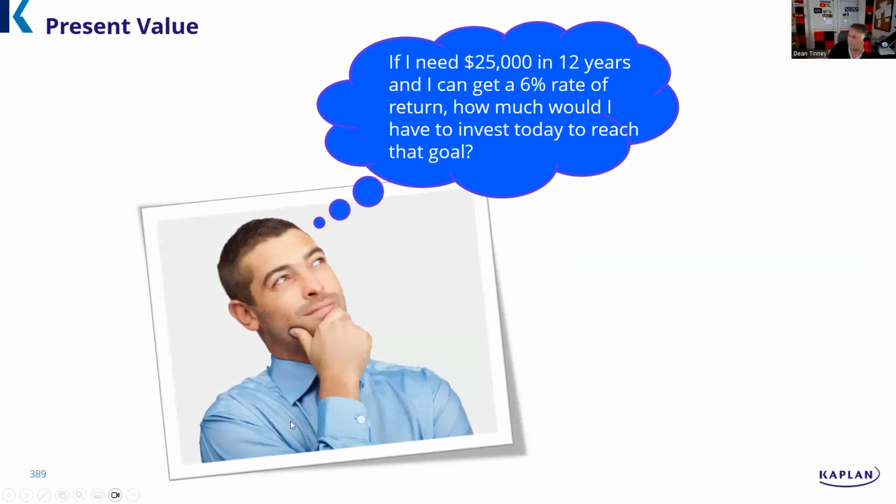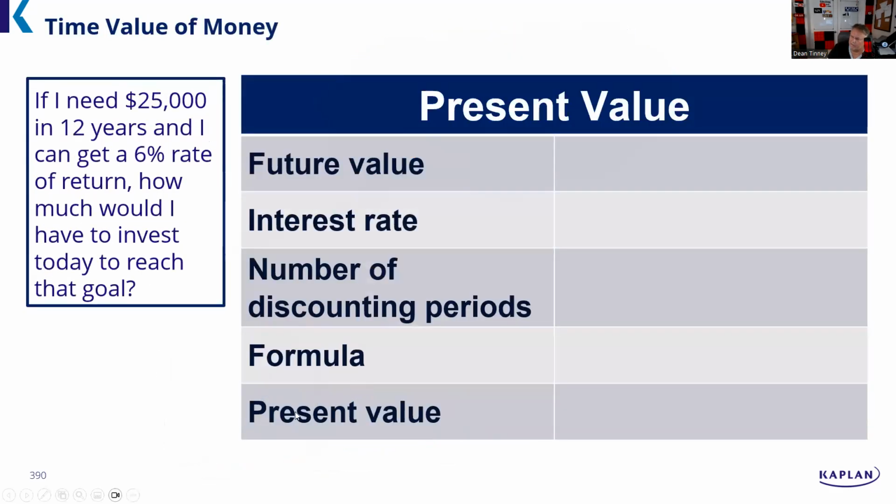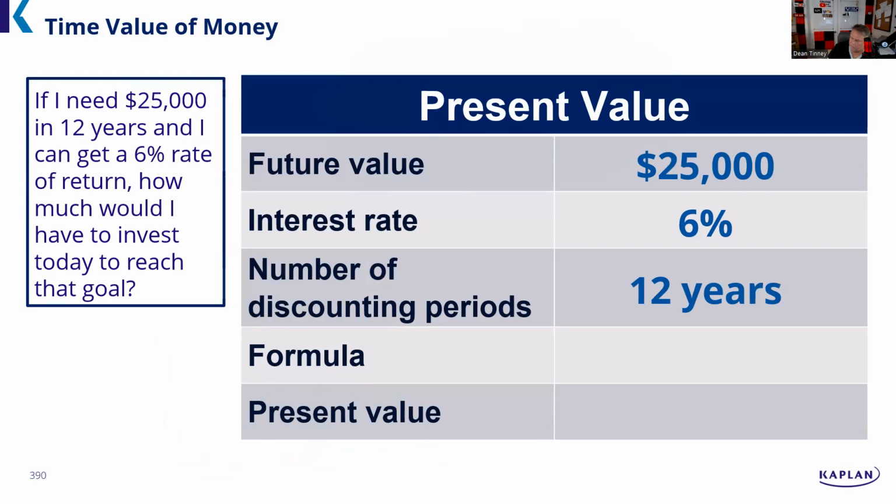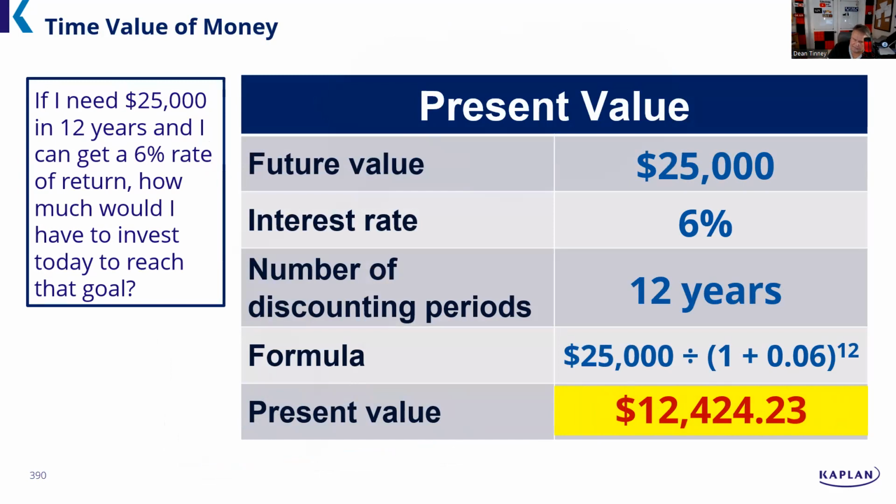Customer says, Dean, if I have $25,000, I need $25,000 in 12 years. I get a 6% rate of return. How much would I have to invest today to reach that goal? You can see where this would come into play, perhaps in like a college education funding, something like that. And it's, again, recognizing the inputs and the outputs, right? So our future value here is 25 grand. Our interest rate is 6%. And number of discounting periods with 12 years, plug in the formula, and that's what that is worth today, present value.